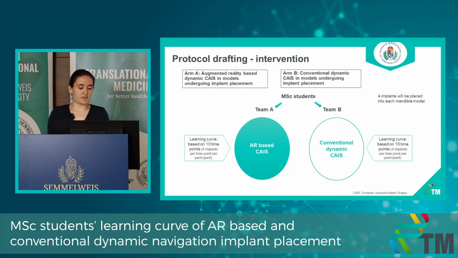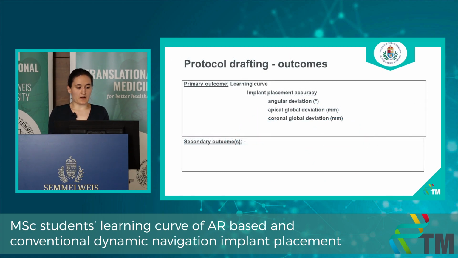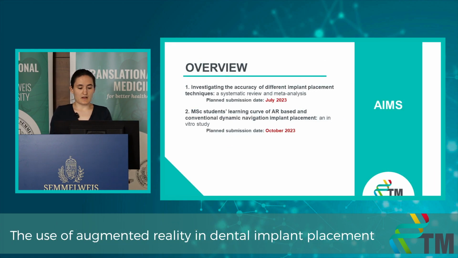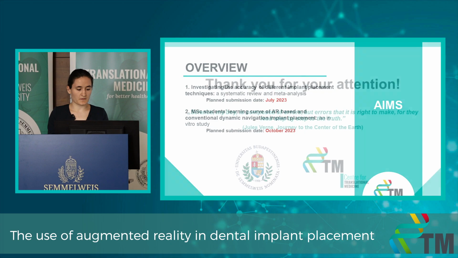We would have an intervention group with AR and a control group with the conventional dynamic navigation. All numbers you see here might change later because we are at the protocol drafting phase. Our primary outcome would be the learning curve with the accuracy results, and we wouldn't have secondary outcomes. I would like to finish my first project in July and the second one in October.